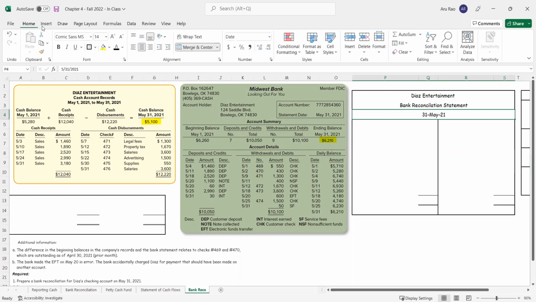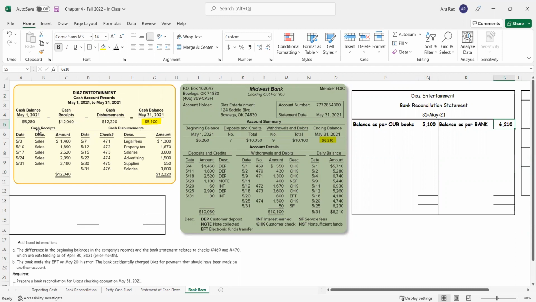So let me go back over here and use that as a starting point. The balance as per our books, as I just told you, is 5,100. The balance as per bank is 6,210. So that's a starting point for the bank reconciliation statement. Look for the ending cash balance, what we have in our books and what the bank says we have. Now that we have that done, let's take a look at the cash account.